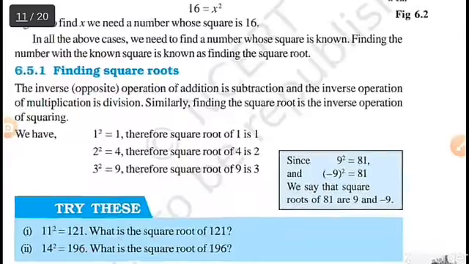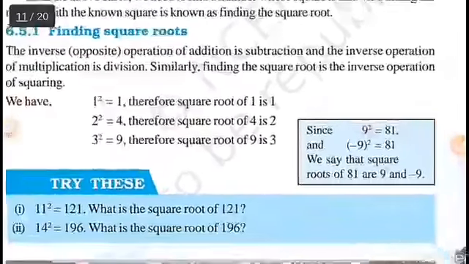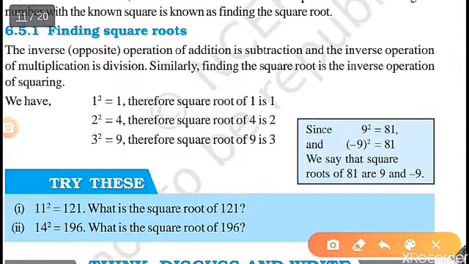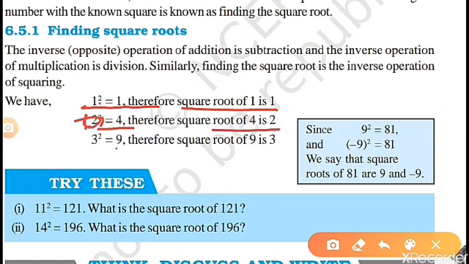Now how to find the square roots of any number? First, here we have written that 1 square is equal to 1. So 1 is the square root of 1. Similarly, 2 square is equal to 4, then 2 is the square root of 4. Similarly, 9 is the square of 3, so 3 is the square root of 9.